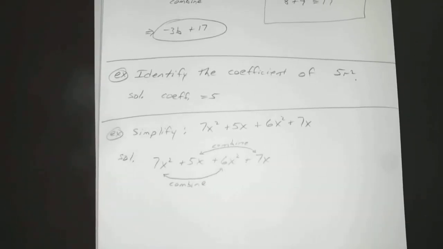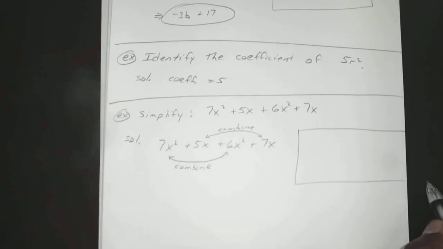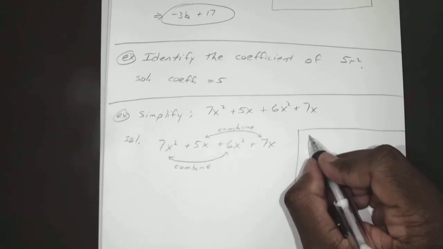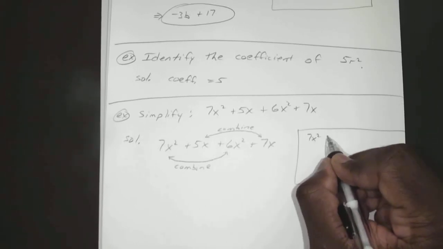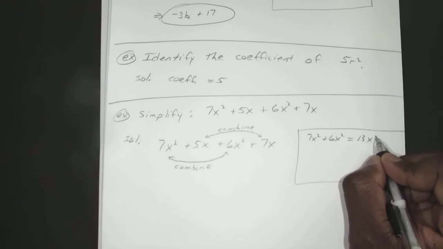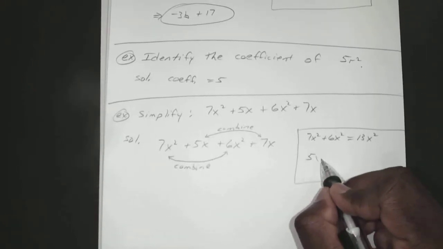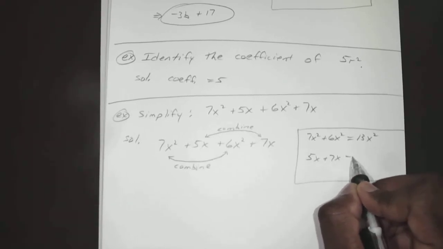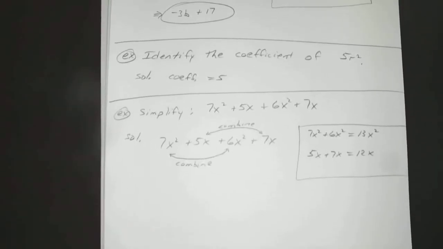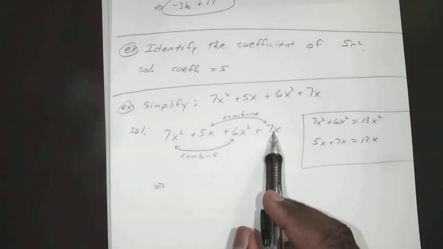Okay. So a little side note, 7x squared plus 6x squared is just 13x squared. And 5x and 7x is 12x. So this just gets simplified to 13x squared plus 12x.